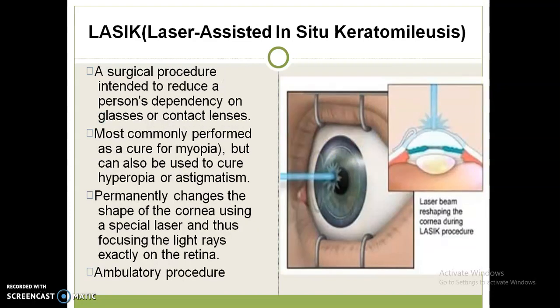In LASIK, that is laser assisted in situ keratomileusis, a surgical procedure intended to reduce a person's dependency on glasses or contact lenses, it is most commonly performed as a cure for myopia, but can also be used to cure hyperopia or astigmatism. It permanently changes the shape of the cornea using a special laser, thus focusing the light rays exactly on the retina. This is an ambulatory procedure.